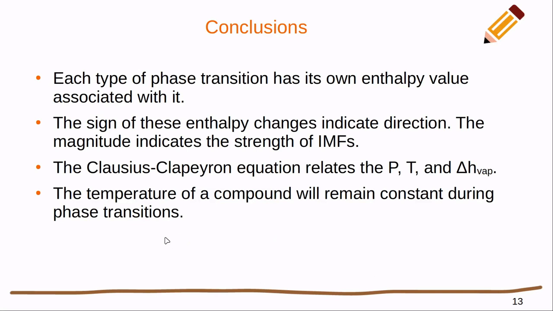Conclusions. Each type of phase transition has its own enthalpy value associated with it. The sign of these enthalpy changes indicates direction. The magnitude indicates the strength of the IMFs, so the intermolecular forces. The Clausius-Clapeyron equation relates the pressure, temperature, and change in enthalpy of vaporization. And the temperature of a compound will remain constant during phase transitions.